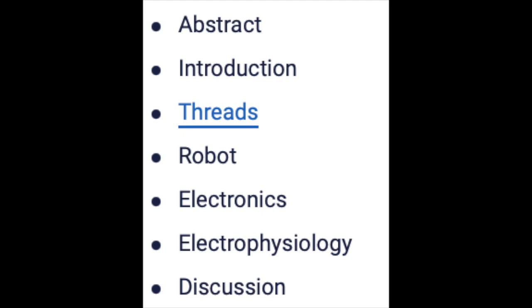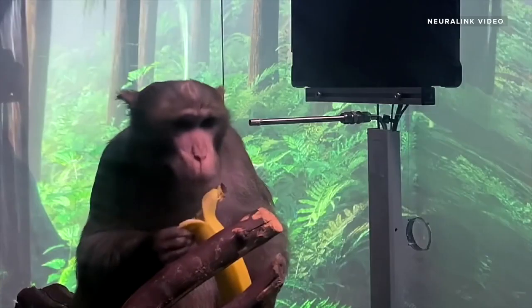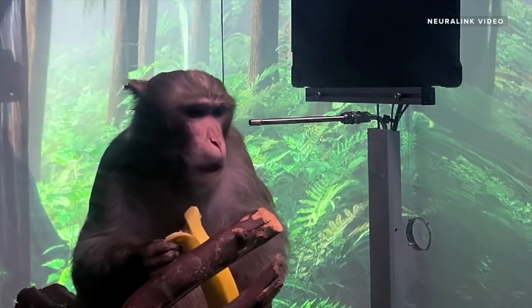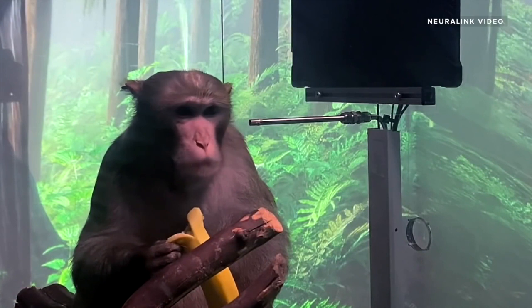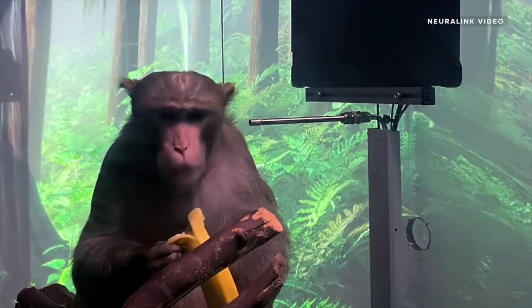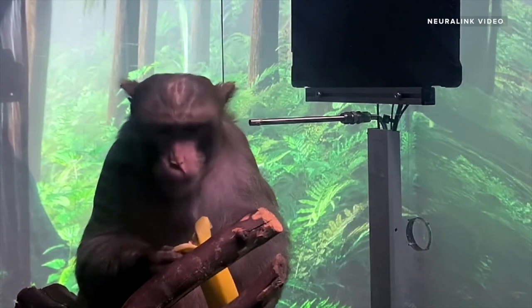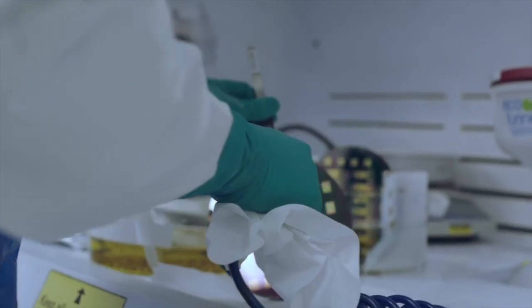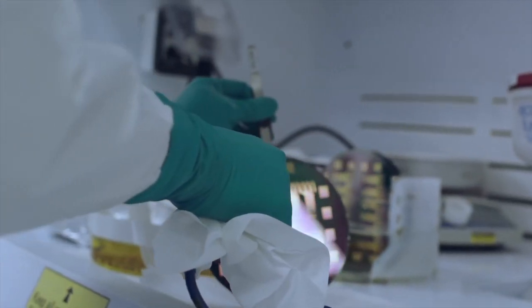The next section of the paper is about the design of the electrode threads themselves. As with the first video, my goal is to make the white paper understandable to people who are not experts. To cover everything, I had to break this single section into 2 different videos. This video is about the design of the threads, and the next one is a deep dive into the manufacturing techniques that are used to build them.